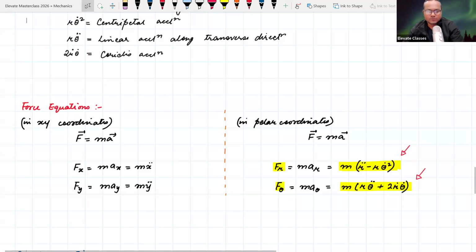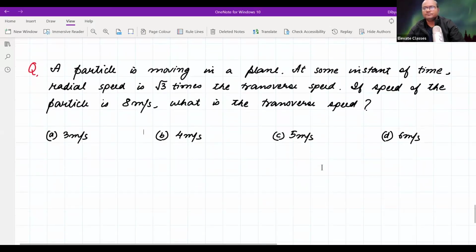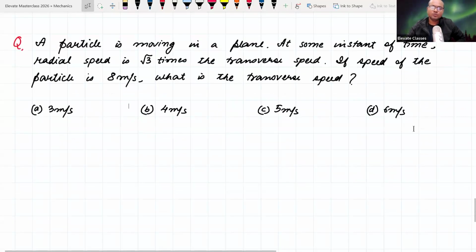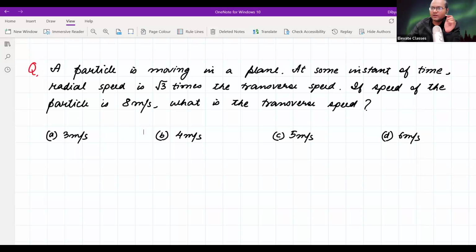So try this question. Can you see this question? Particle is moving in a plane. At some instant, its radial speed is √3 times the transverse speed. If the speed of the particle is 8 meter per second, what is the transverse speed? Try it, okay? Just give me 2 minutes. I am just coming in a moment. तब तक आप इसको try करो and try to solve it. It's a very easy question. Just give me 2 minutes.